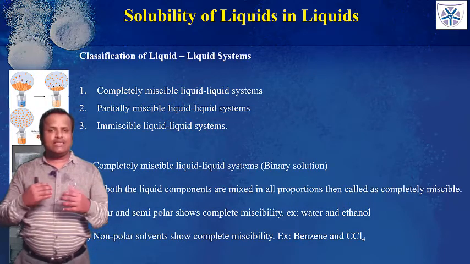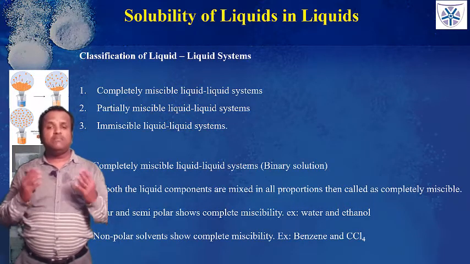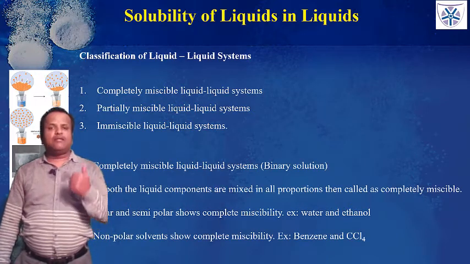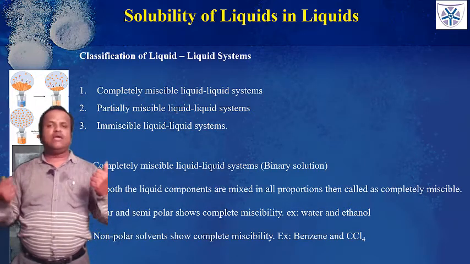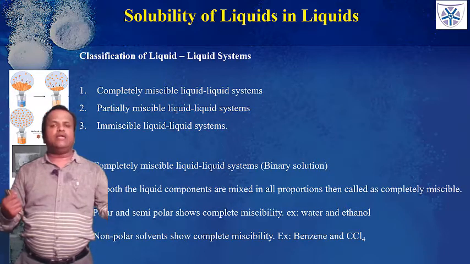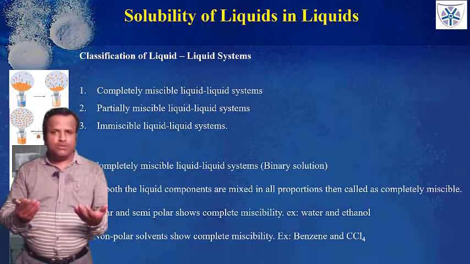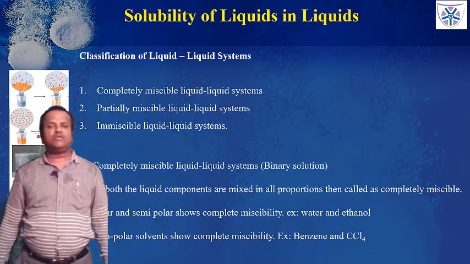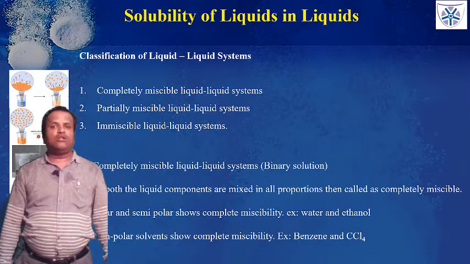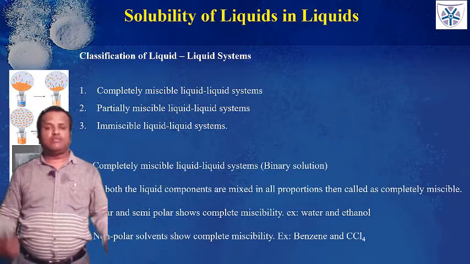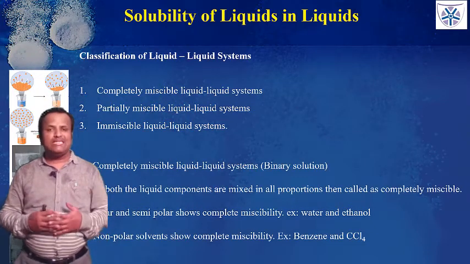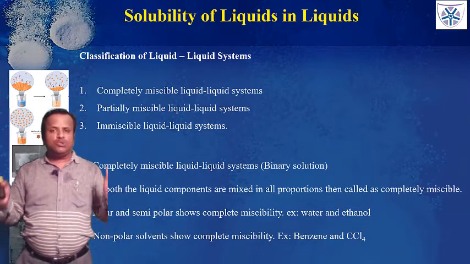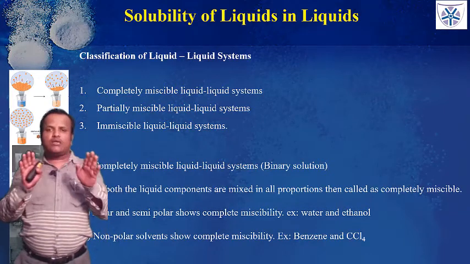If we take the second part, the partially miscible liquid system. Here, if I add liquid A and liquid B, that will produce partial miscibility, that is, not miscible completely. That is called a partially miscible liquid system. The third one is the immiscible liquid system. That means the two liquids are not at all miscible.